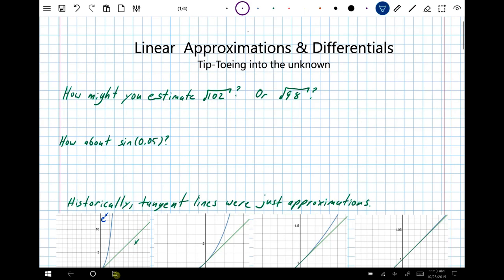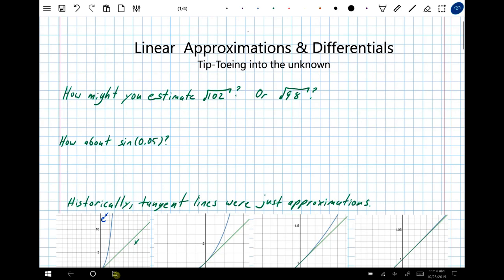If you wanted to estimate the square root of 102, just ballpark it, don't touch a calculator, what would be a good guess? And then when you're done with that, maybe just take a good guess on what you think roughly the square root of 98 is. Ballpark it. And then let's think about how you came up with that.